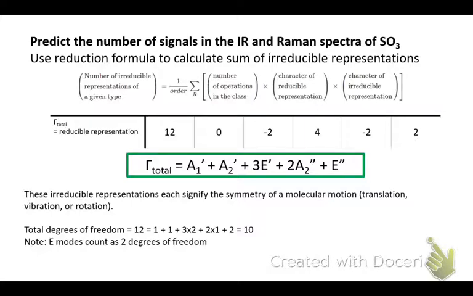So we have 12 total degrees of freedom, and we have 12 irreducible representations representing those modes. But now we're really interested in the vibrational modes. So how do we figure out which of these symmetry labels, these irreducible representations, represent vibrational modes?